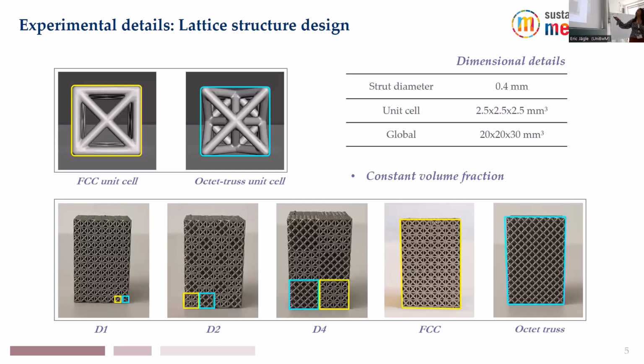The unit cell was 2.5 by 2.5 by 2.5. Global dimensions were 20 by 20 by 30. The idea was to maintain a constant volume fraction of octet and FCC, these 2 phases. So only the method of distribution is different, but the volume fraction is constant in these 3 structures.